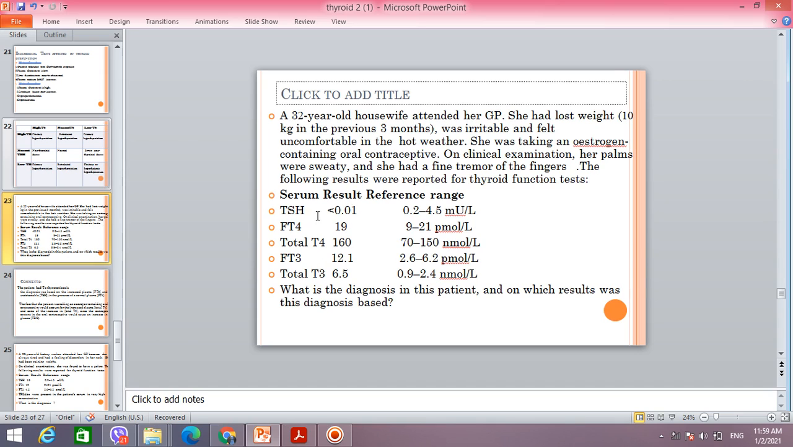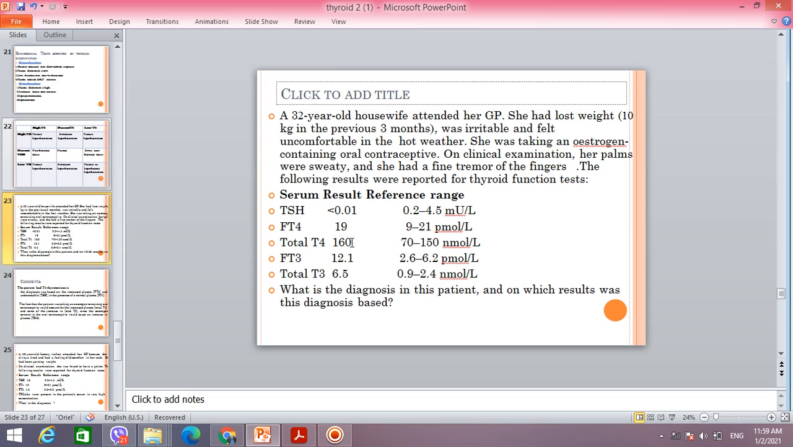We can see that the TSH is very low, the free T4 is within normal, the total is slightly elevated, the free T3 is elevated, and the total T3 is also elevated. So we have an undetectable or very low TSH and elevated free T3 and total T3, both are elevated. The T4 is normal. This is a case of T3 thyrotoxicosis. We base the diagnosis on the very low level of the TSH and the elevated T3, both free and total, with a normal T4 level.